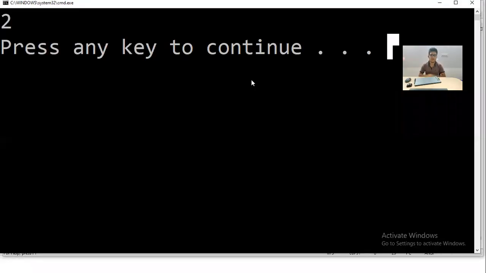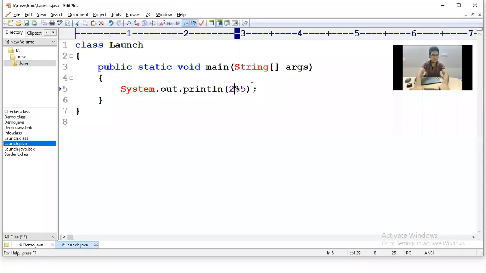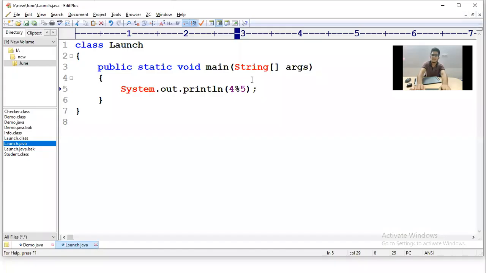Answer is 2. Okay, then 4 modulus 5. Answer is 4, right? Then anything, that is 154 modulus a big number like this. Answer is 154. Eyes closed, we can tell our answer.